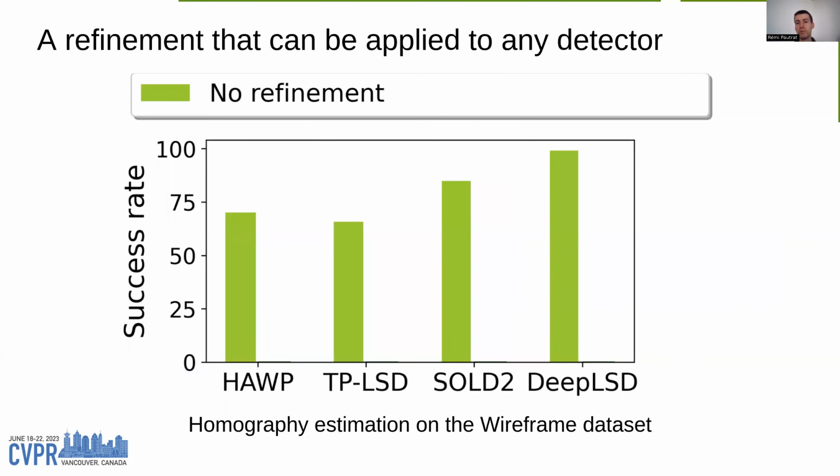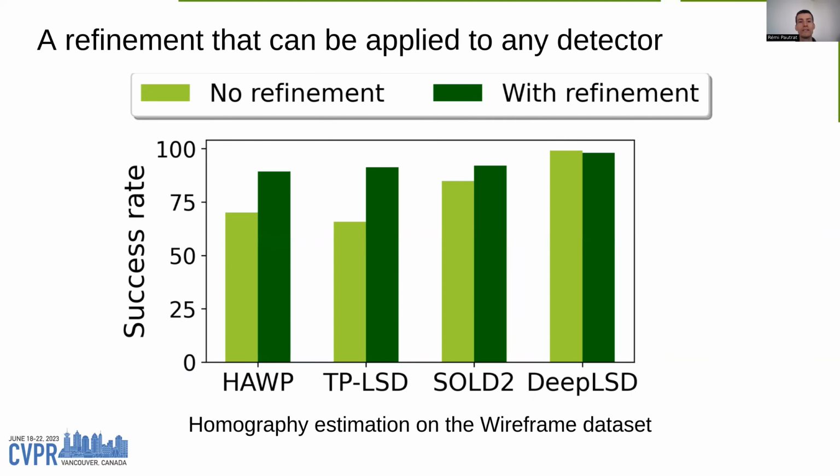Here's a simple experiment where we can see the benefits of our refinement. Here we compare 4 different line detectors and evaluate them on homography estimation on the wireframe dataset, returning the success rate in the y-axis. After refinement, all baselines significantly increased their score on homography estimation, except for DeepLSD, which is already highly accurate on this easy dataset.